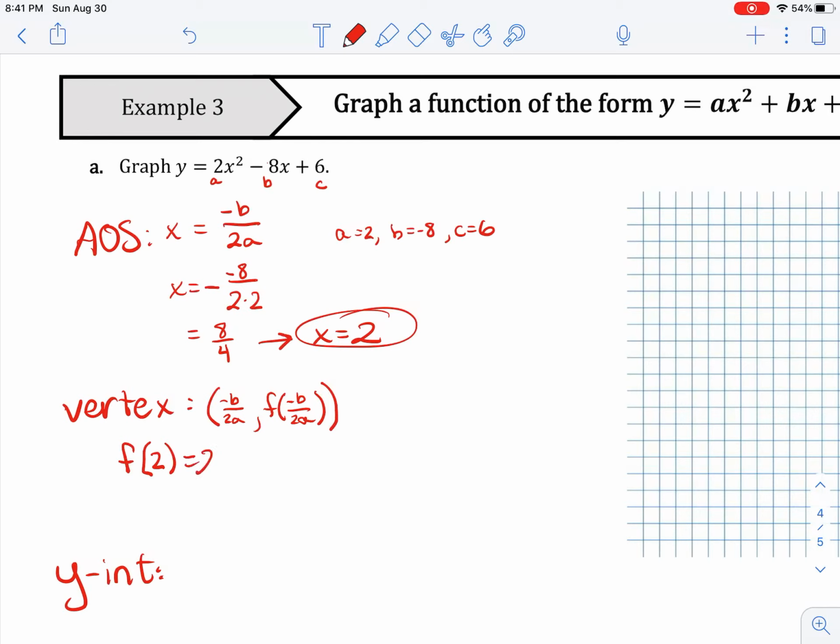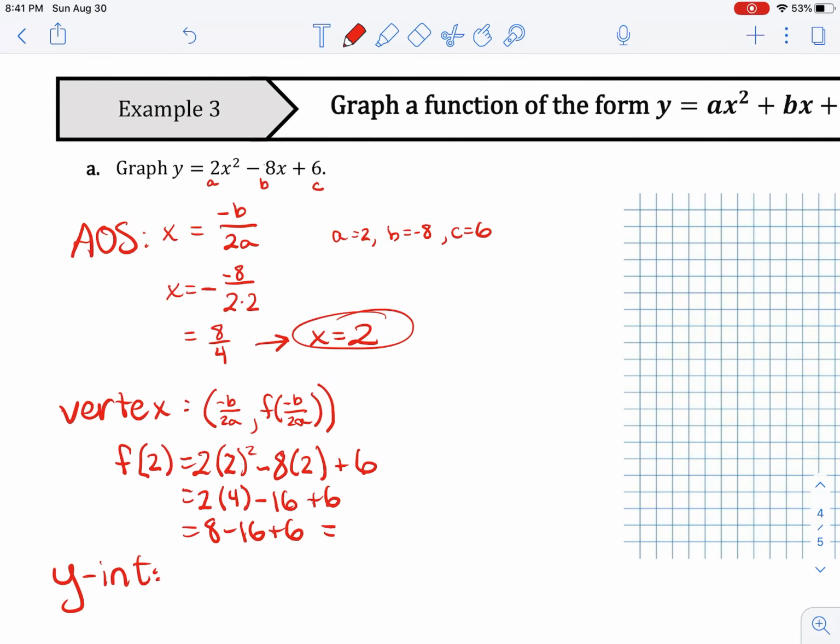So now I'm going to say f of 2, which equals 2 times, instead of x, I put 2 squared, oops, not plus, minus 8 times 2 plus 6. When I plug this in, I have 2 times 4 minus 8 times 2 is 16 plus 6. This is 8 minus 16 plus 6, which means that f of 2 is equal to negative 2. Yeah, negative 2. So that means my vertex, if I fill in this information, is 2 comma negative 2.